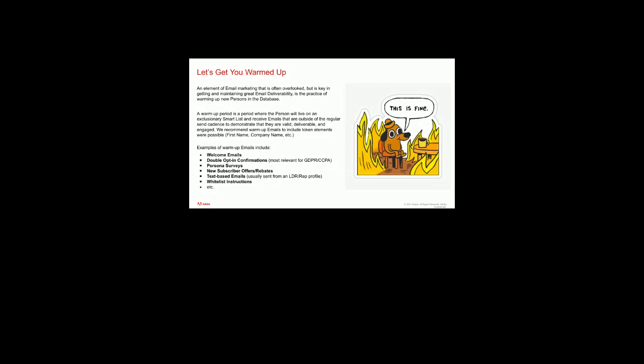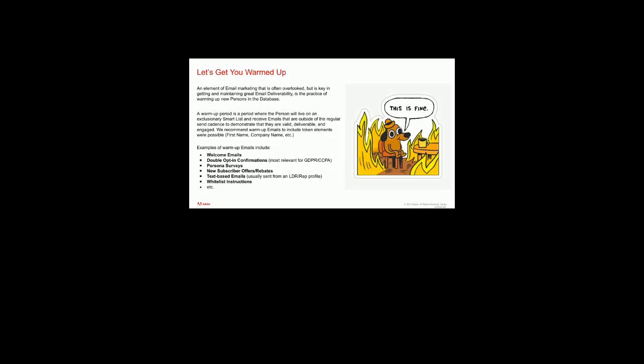But I think it's something that should be applied across the board for all new persons, no matter where they're coming from. So when we think about warming up people, this is a warm-up period where a person will live in an exclusionary smart list and receive emails that are outside of your regular send cadence to demonstrate that they're valid, deliverable, and engaged. So what does that look like?